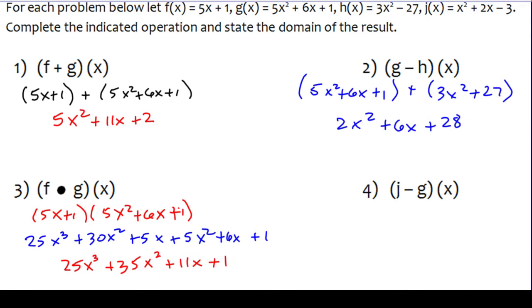Okay. Last one is j minus g, very similar to the one that we did above it. So we're going to put j as x squared plus 2x minus 3, and then minus, and again, notice these are in parentheses. That's really important, so I'm going to keep stressing this. The minus sign applies to each of the 3 parts of the second expression. So when I combine like terms, 1x squared minus 5x squared is negative 4x squared. 2x minus 6x is minus 4x. Negative 3 minus 1 is minus 4.